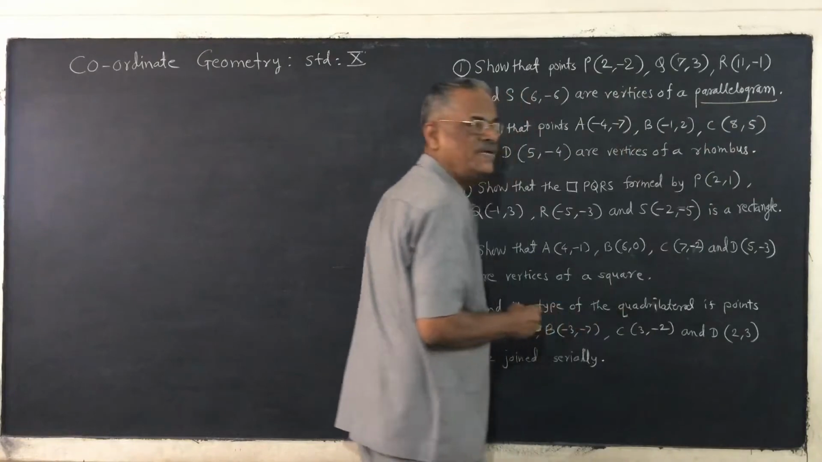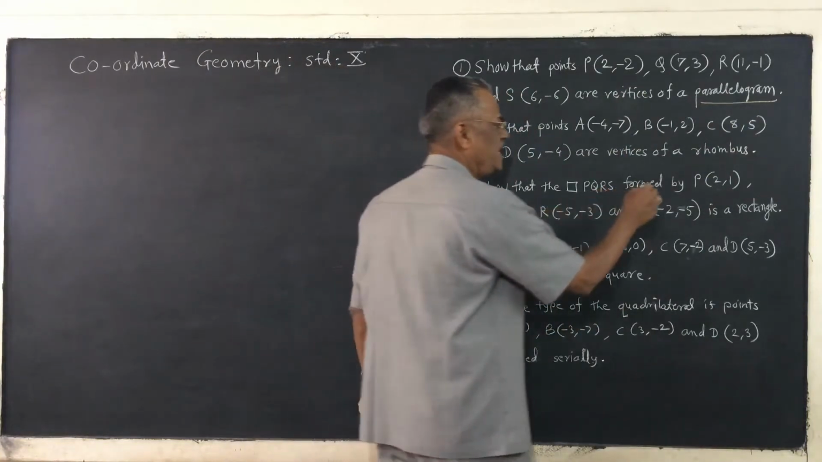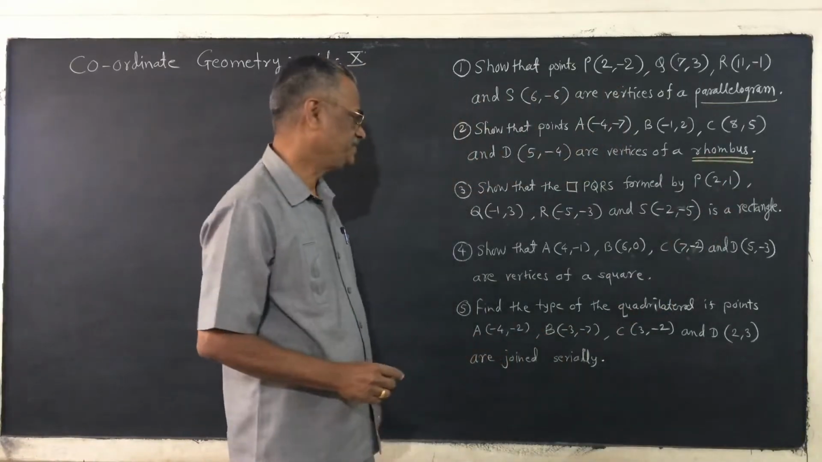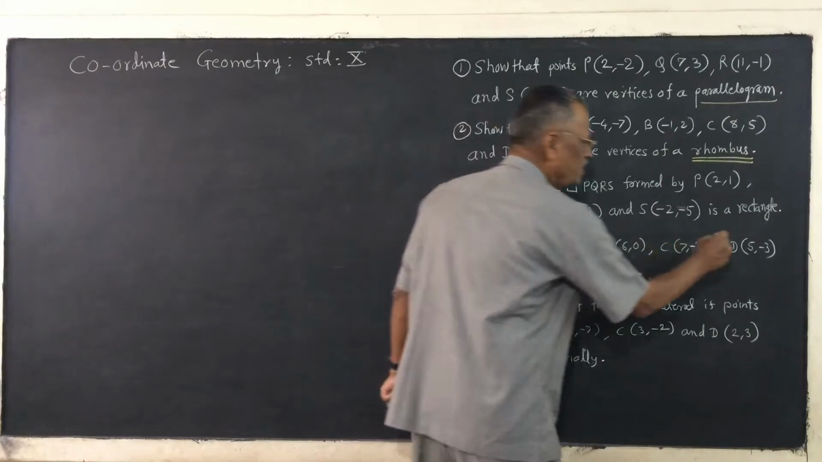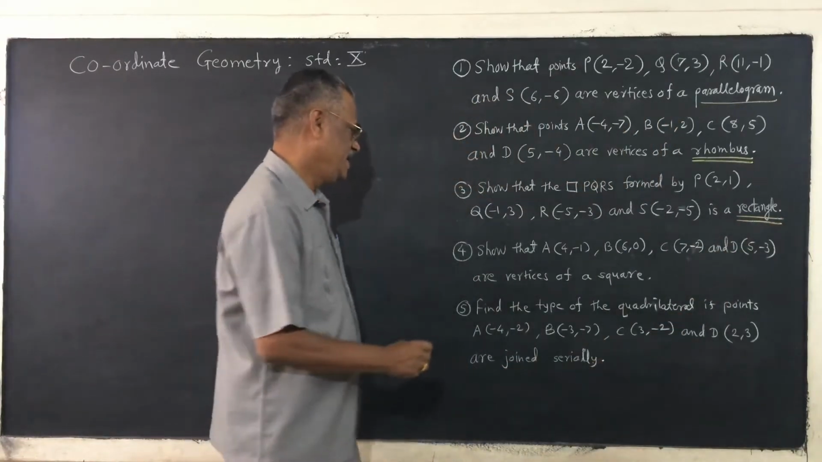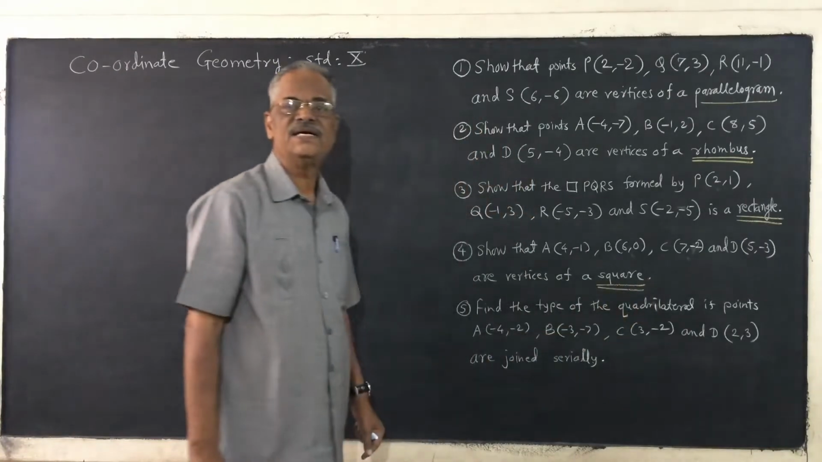First example, we have to show that it is a parallelogram. Second example, we have to prove that it is a rhombus. Third example, we have to show that it is a rectangle. Next example, we have to prove that it is a square.